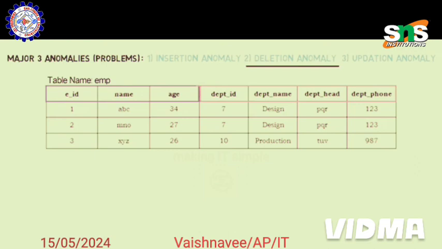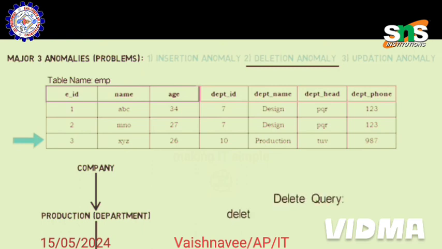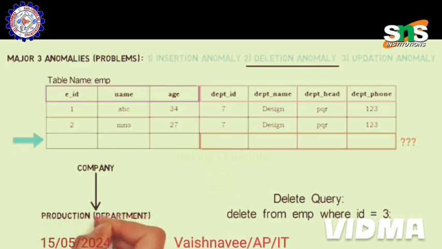Let's say that the employee XYZ of the production department decides to leave his job. Now, as he will not be an employee of the company, we need to delete him from the database. So we apply the delete query and we delete that particular row which contains data of XYZ. But after we delete the data of employee XYZ, we have no information left about the production department. When we deleted the employee data, as he was the only employee in the production department, the department details like department ID, department name, department head, and department phone also get deleted, and this is said to be the deletion anomaly.